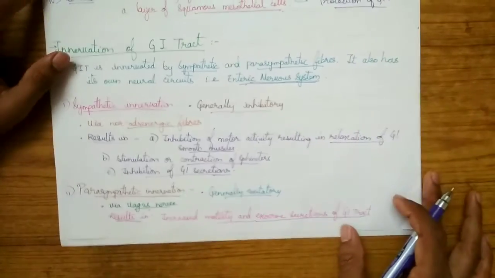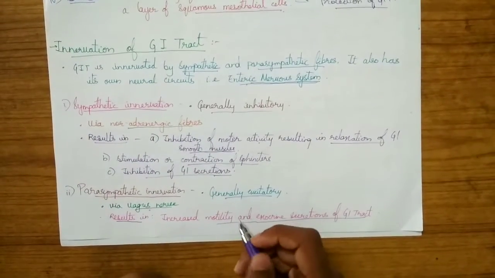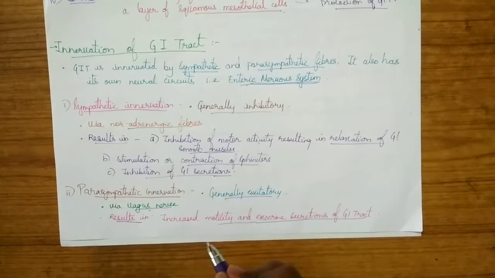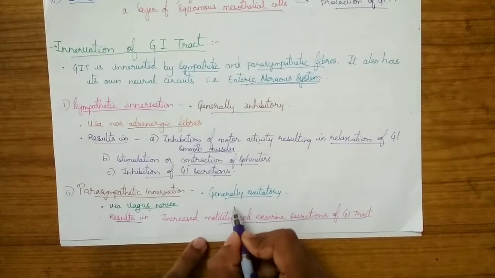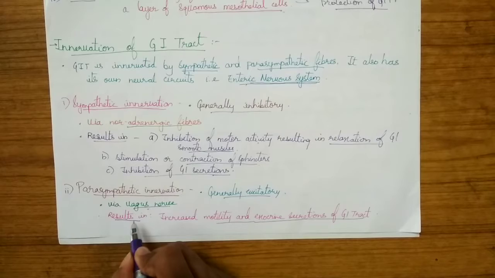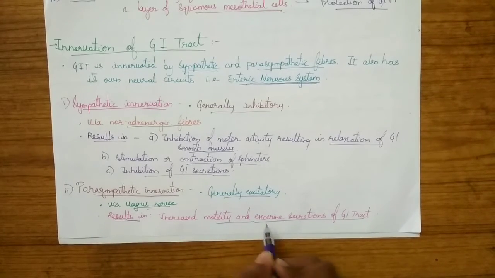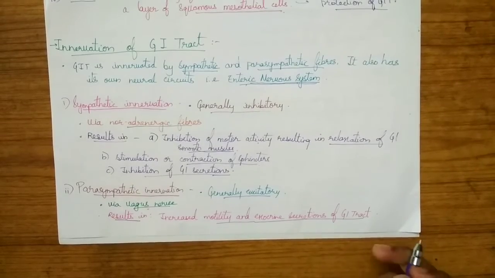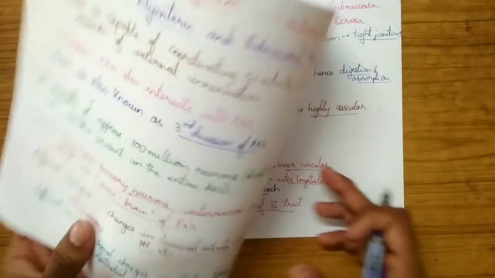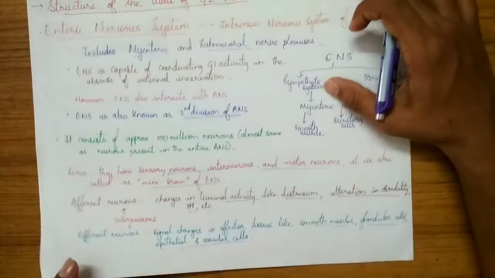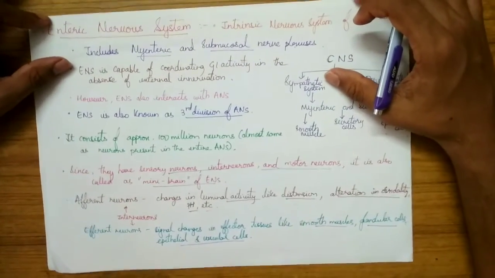The next innervation is parasympathetic innervation. It is the opposite of the sympathetic innervation and hence it's generally excitatory. It is mediated via the vagus nerve and hence results in increased motility, and exocrine secretions of the GI tract are also increased. Now let's talk about the GI tract's own nervous system, that is the enteric nervous system.